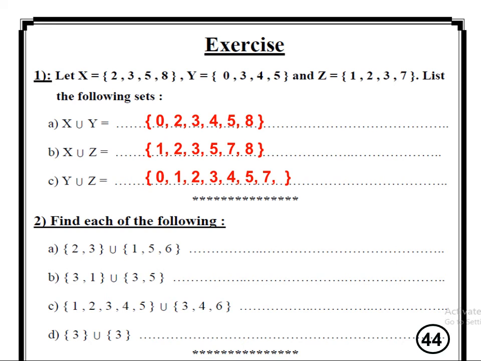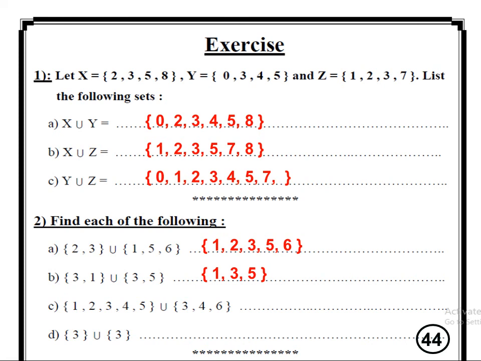Find each of the following, {2, 3} union {1, 5, 6}. So I'm going to open my bag and collect all of these elements, so it's going to be 1, 2, 3, 5, 6. And it's not a must to write them in order, you can write them in the order you want. {3, 1} union {3, 5}: open my bag, collect all of the elements without repeating, so I'm going to say 1, 3, 5.